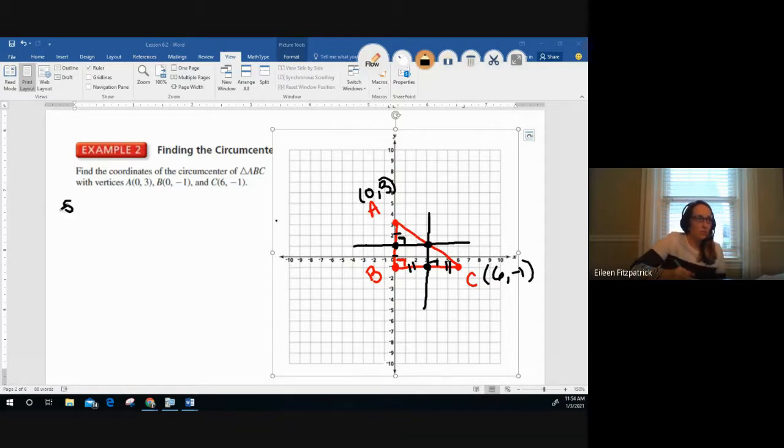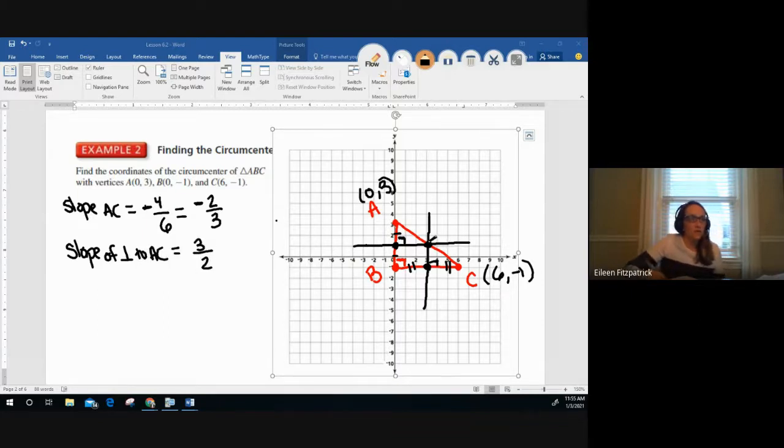The slope of AC, if I go from A to C or C to A, it doesn't really matter. You're going down 1, 2, 3, 4 units. Did I count right? 1, 2, 3, 4 units. Yep. And then over 1, 2, 3, 4, 5, 6 units. So down 4, over 6. Simplify that to a negative 2/3. The slope of AC is negative 2/3. So the slope perpendicular to AC is going to be a positive 3 over 2.